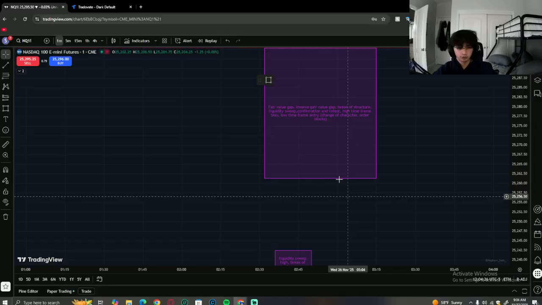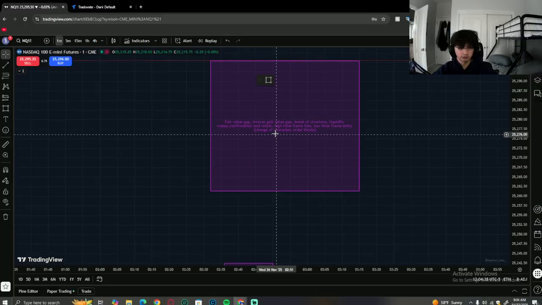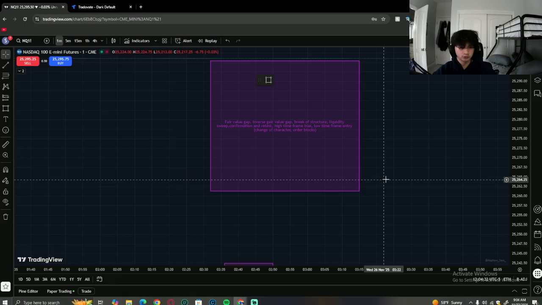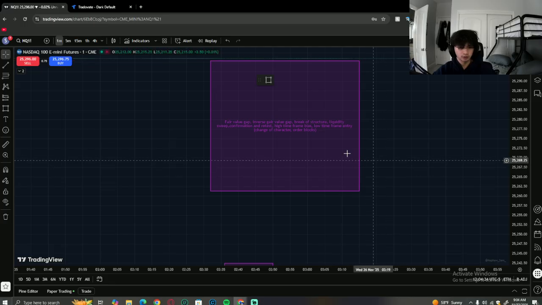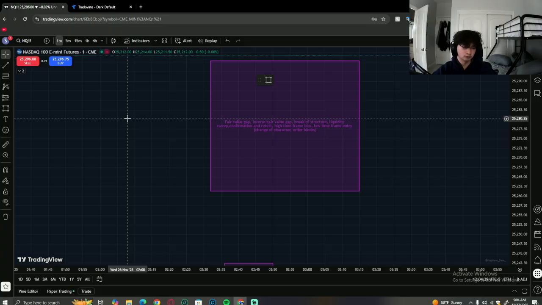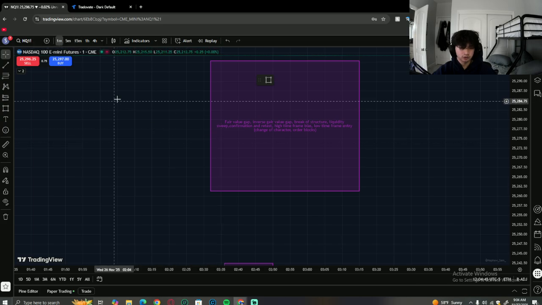So, what are the confluences I need to know? Fair value gap, inverse fair value gap, break of structure, liquidity sweep, confirmation and retest, high time frame bias, low time frame entry, and change of character and order blocks. I don't really dabble too much into change of character or order blocks, but I understand how they work, so it's good to have a good understanding.